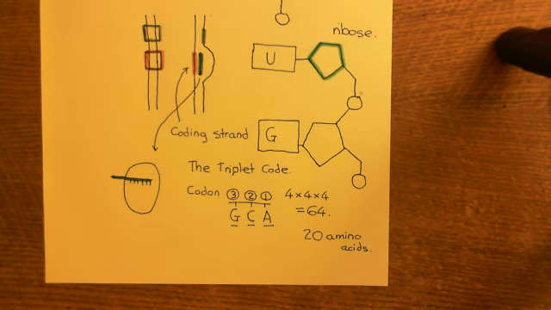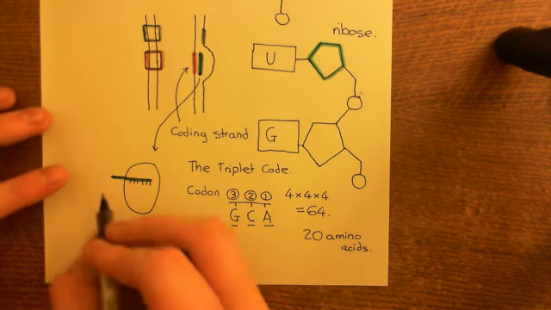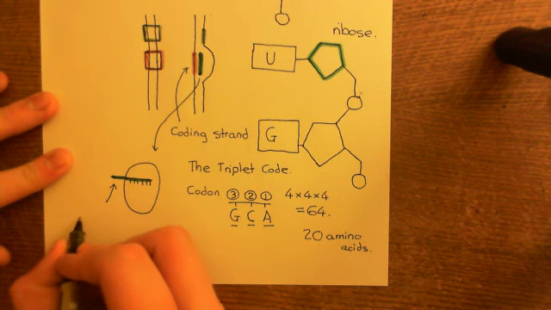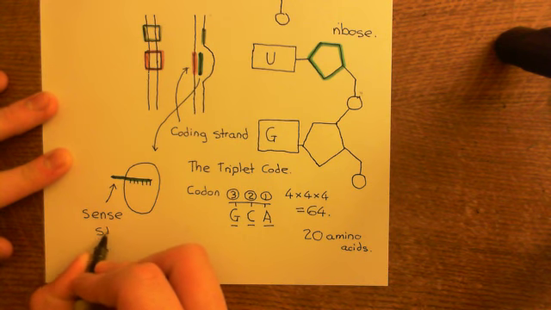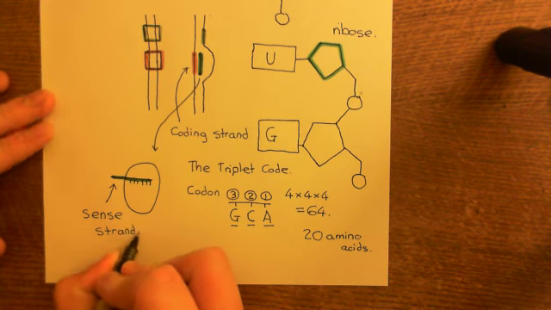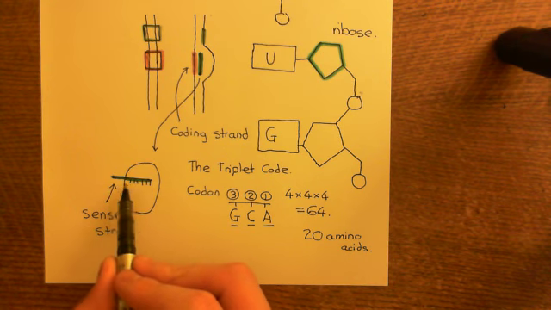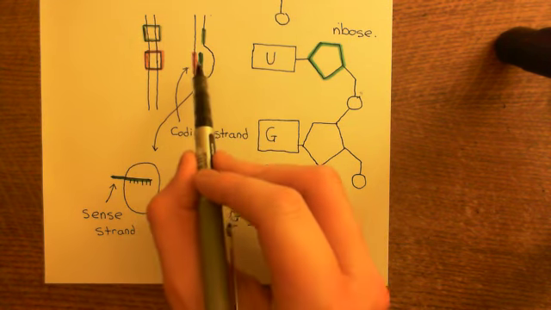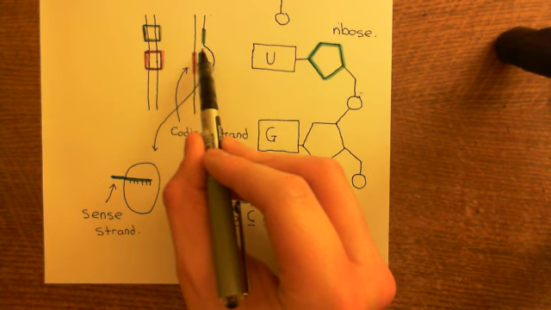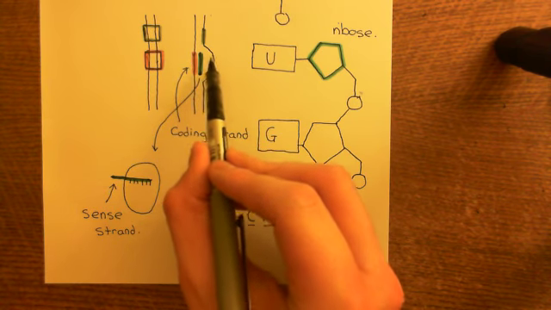Okay, there is just another concept that is going to be important for us, which is the concept of a sense strand and an antisense strand. So this piece of mRNA that we have produced here is what is known as the sense strand. Okay, now what does that mean? It means that the sequence of organic bases here is what can actually be read by a ribosome and turned into a protein.